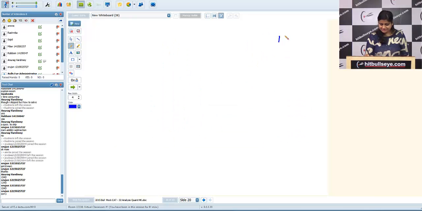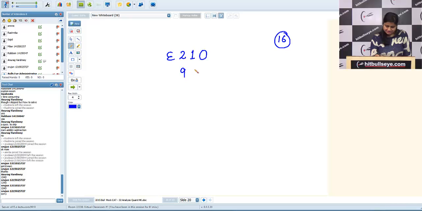Let us take base 16. Normally we get questions in base 2, base 16 and decimal. Normally we get questions in these bases. So this is E210 and we want to subtract this in base 16. How can we do that?